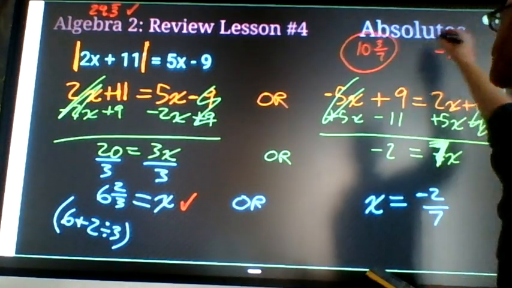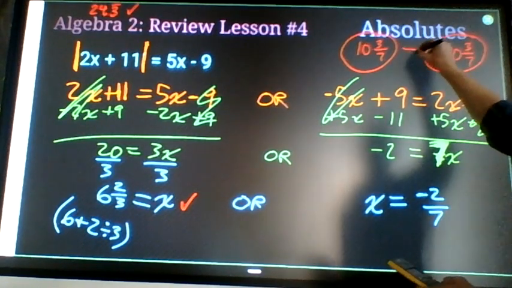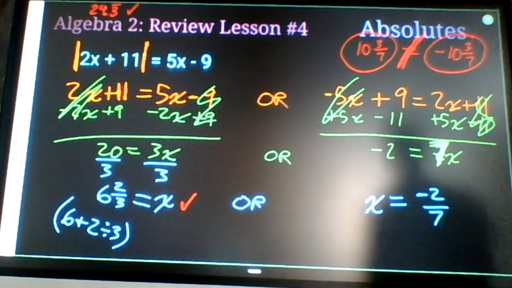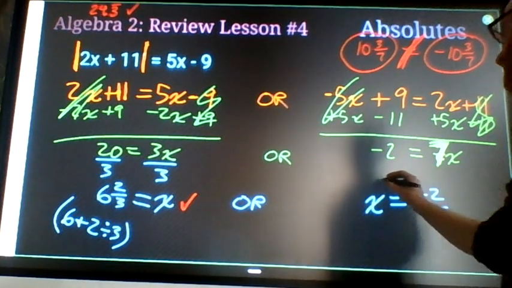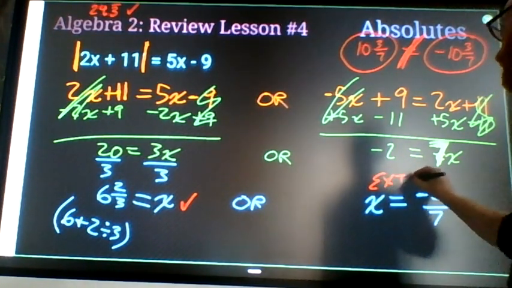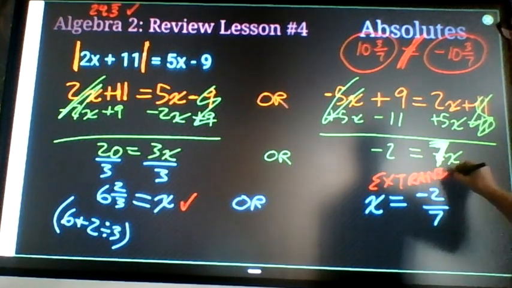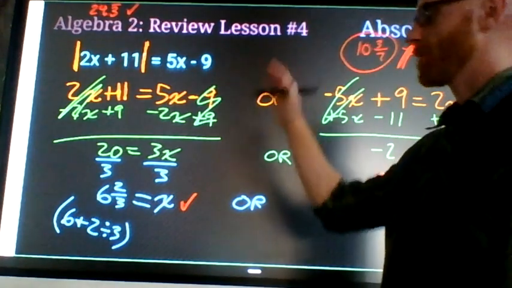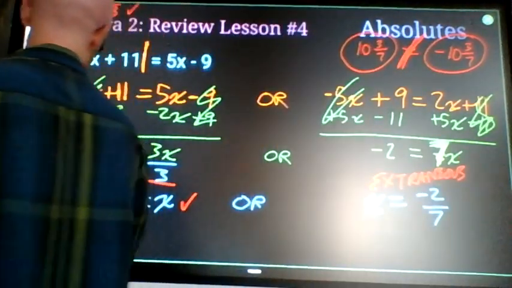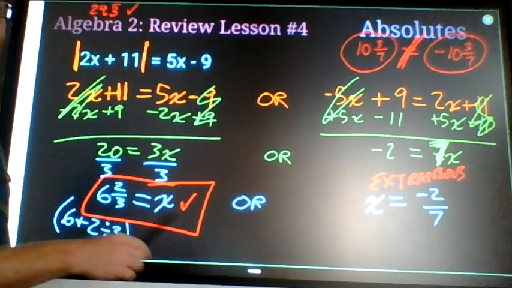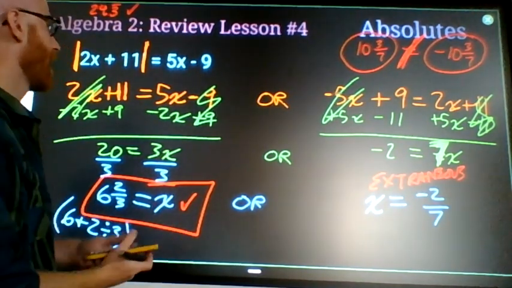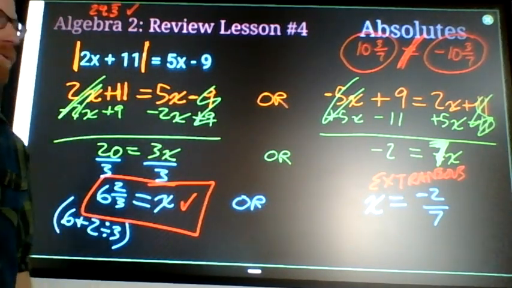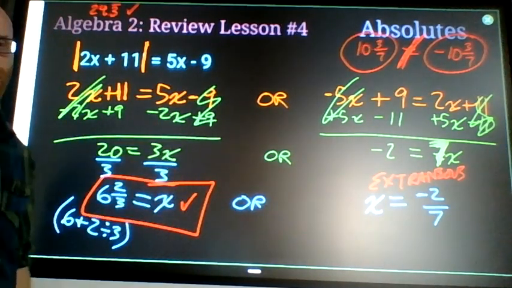Positive 10 3/7 is not the same as negative 10 3/7. So this is an extraneous solution. Okay, it does not actually solve that. So this absolute value only has one true solution. All right, so you got to be on the lookout for that. If you have x's inside and outside of absolute values, that's when you need to test all of your solutions.